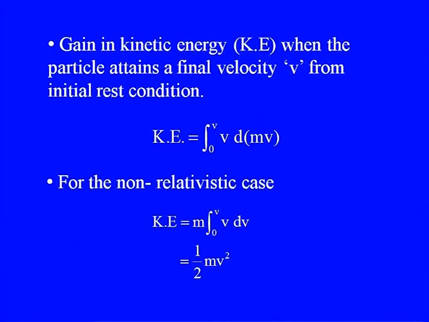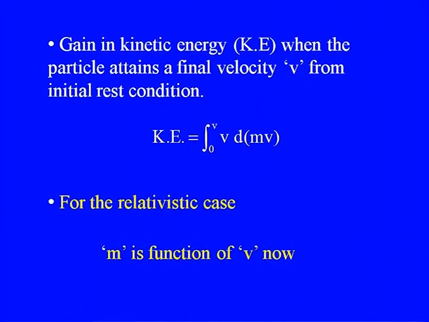The integral becomes v square by 2, v dv from 0 to v, that becomes v square by 2. So the total kinetic energy is nothing but half mv square. Now this is a known expression to us, half mv square, it's used almost everywhere in classical physics, classical mechanics by the way. Of course, what have we done here? We have taken the mass to be a constant, as expected.